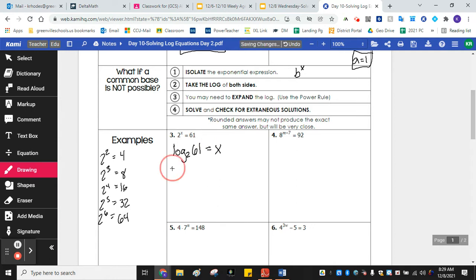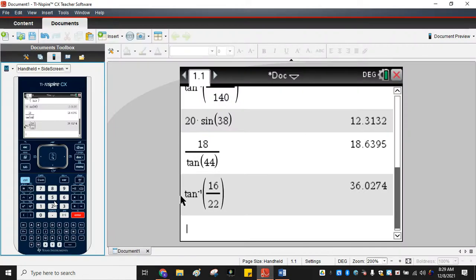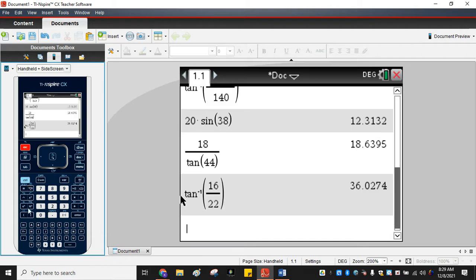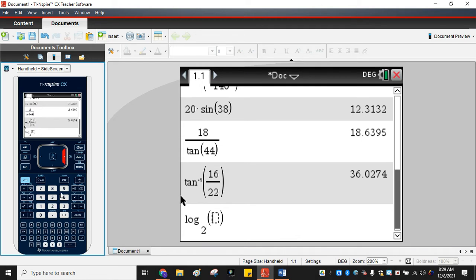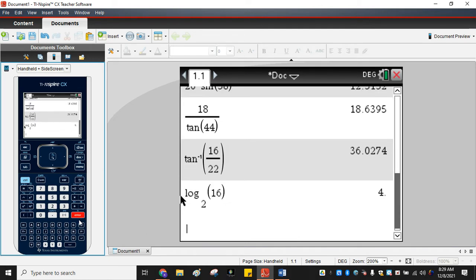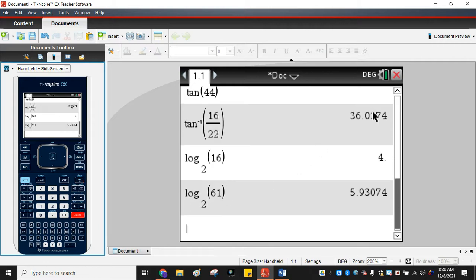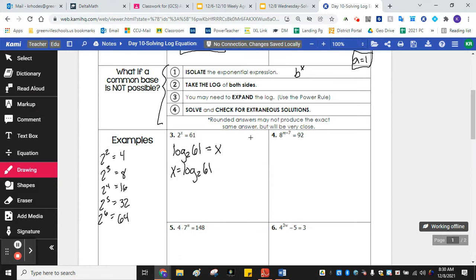And so then you just put that in the calculator. These are old kind of notes. Why they don't want you to do this is because in the old times you couldn't put base 2 in the calculator, but now we can. So we can just do log base 2 of 61. My dysgraphia is kicking in. It's 5.9307.